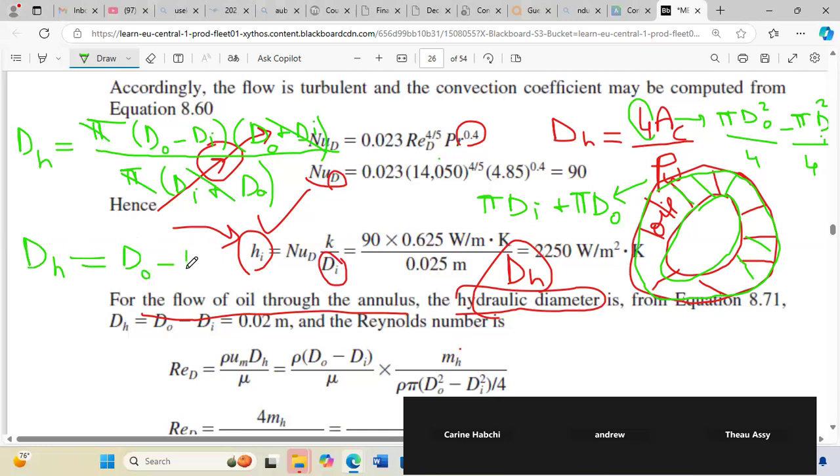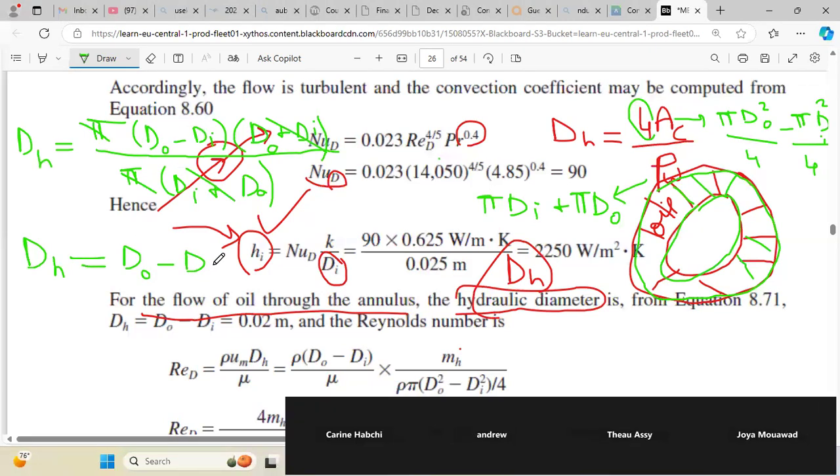So whenever you have a surface different than a circle, and you want to calculate the Reynolds number, you can replace D by the hydraulic diameter. And Reynolds number can be evaluated as rho times velocity times D hydraulic over mu, okay? So this is for the Reynolds number.